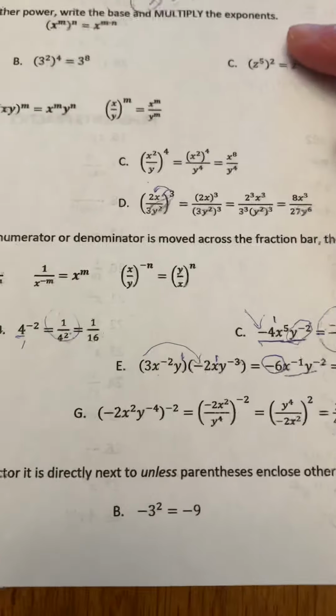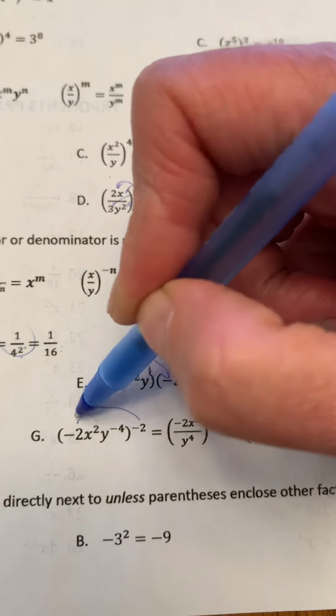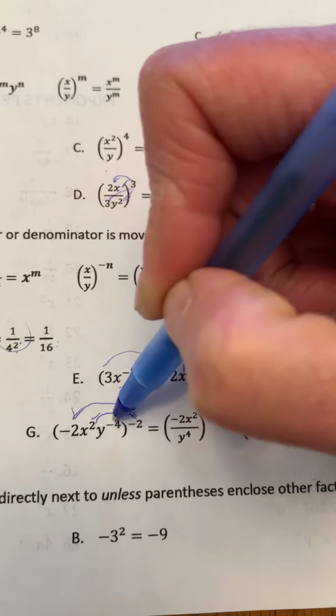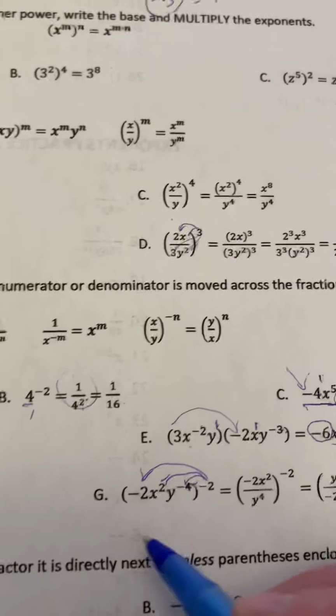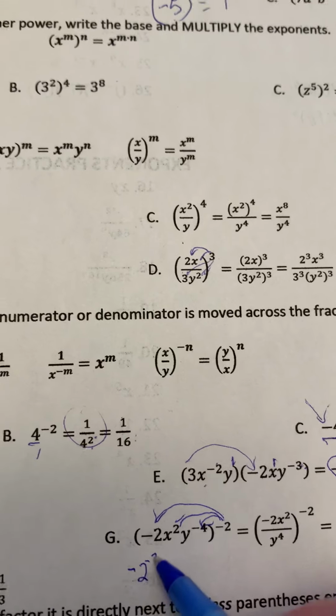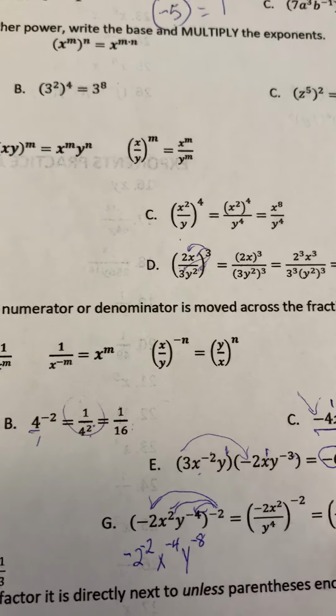Okay, letter G, last one. Okay, this is going to go to all 3 pieces. So it goes to here, it goes to here, and it goes to here. Okay, so I would have done this like this. Negative 2 to the negative 2, x to the negative 4, y to the power of negative 8.